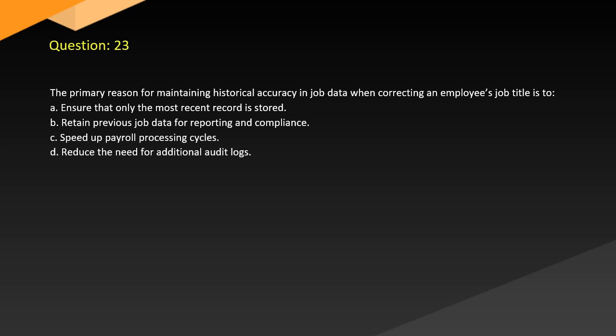Question 23. The primary reason for maintaining historical accuracy in job data when correcting an employee's job title is to: A. Ensure that only the most recent record is stored. B. Retain previous job data for reporting and compliance. C. Speed up payroll processing cycles. D. Reduce the need for additional audit logs.